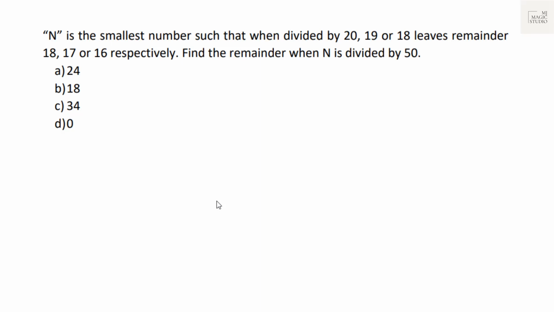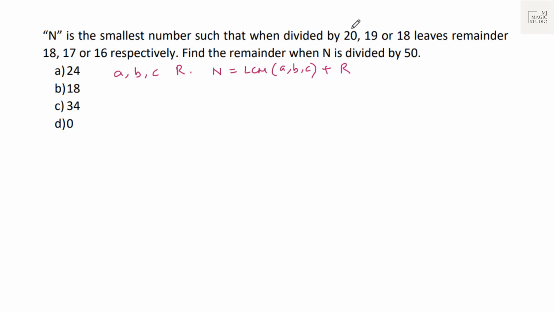Classical take on LCM sum. Find the smallest number n such that when divided by a few numbers it leaves a remainder. Suppose in this case it is given that when it is divided by A, B, C, it leaves remainder r. Here remainder r is constant in all the cases. Then the smallest value of n is given by LCM of A, B, C, and to that add the common remainder r.